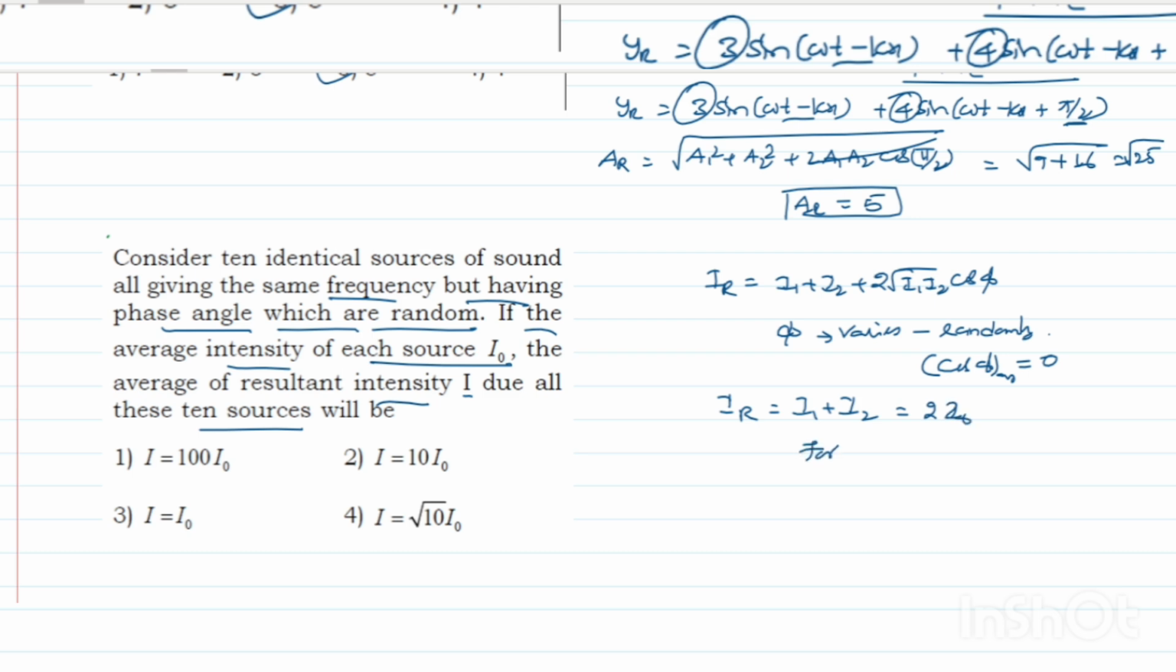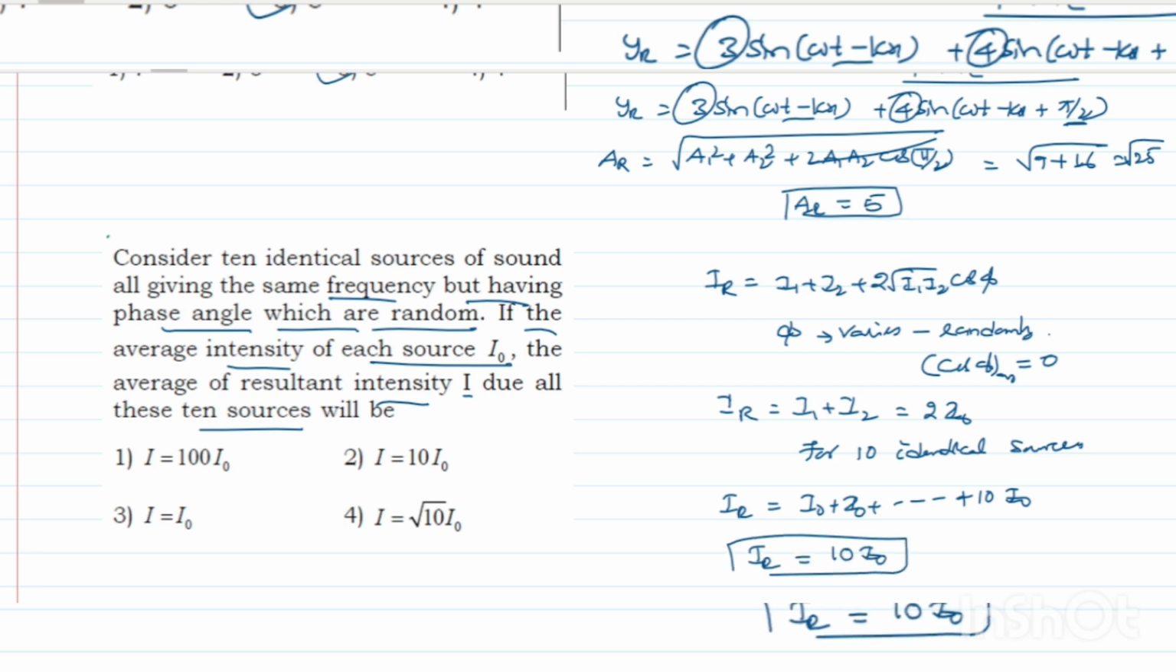So for 10 identical sources, you can take IR equals I0 plus I0 plus I0 and so on, 10 times. Here it is I0 plus I0 plus and so on, 10 times of I0. Therefore the resultant intensity will be 10 times I0.